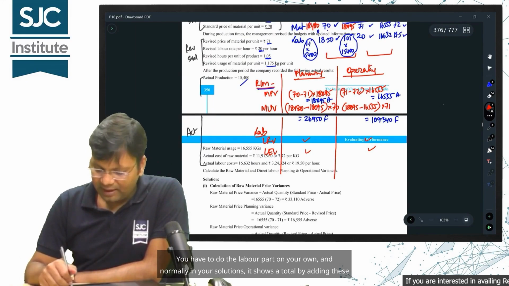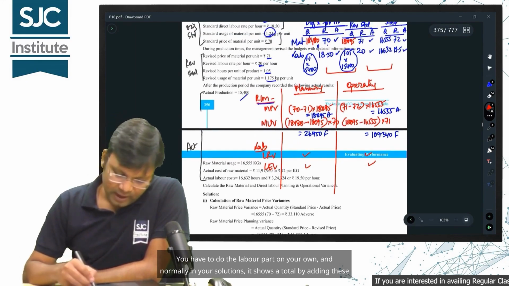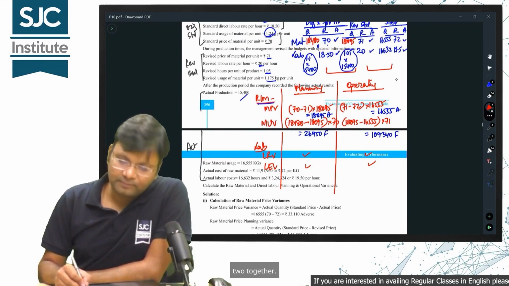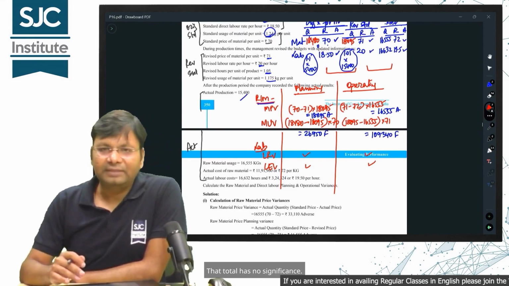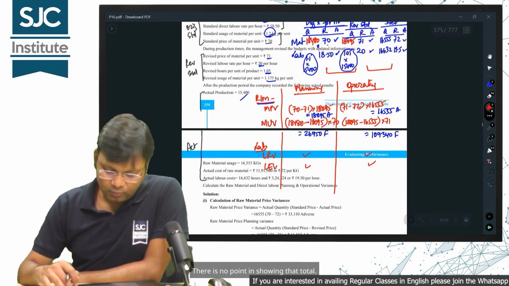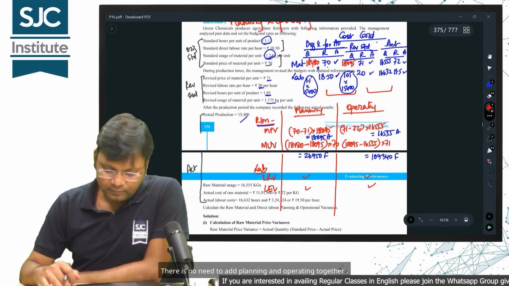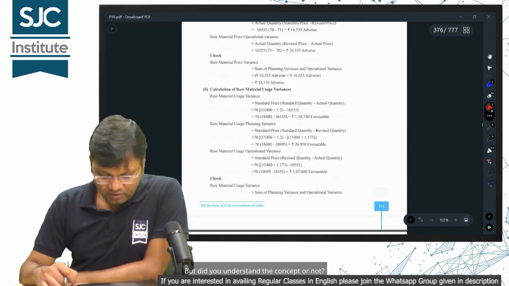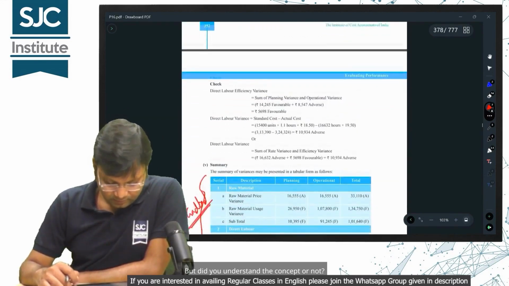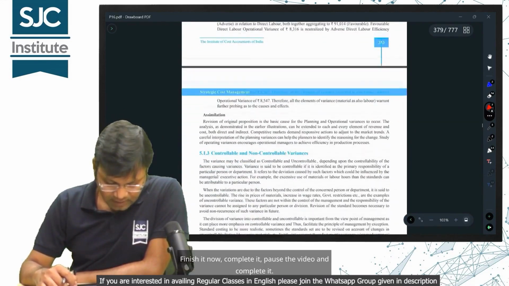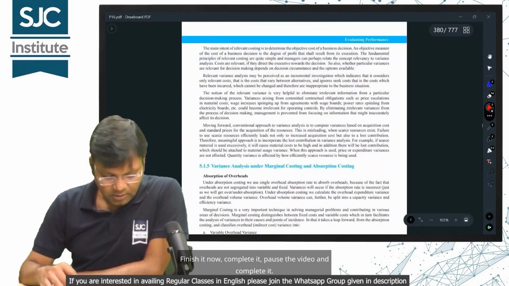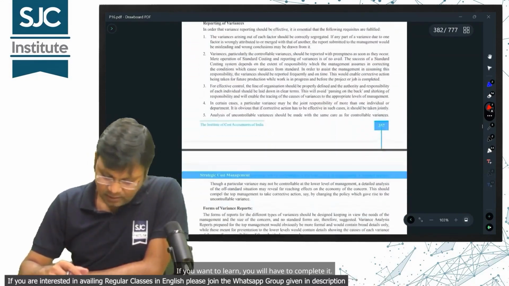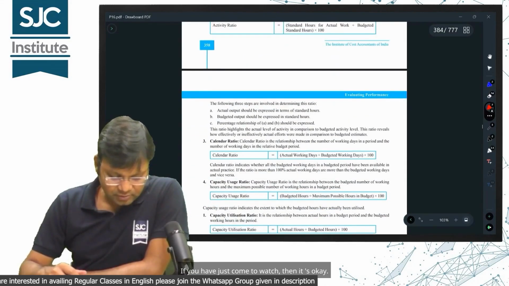You have to do the labor part on your own, and normally in your solutions, it shows a total by adding these two together. That total has no significance. There is no point in showing that total. There is no need to add planning and operating together. But did you understand the concept or not? Very good. Finish it now, pause the video and complete it. If you want to learn, you will have to complete it. If you have just come to watch, then it's okay.